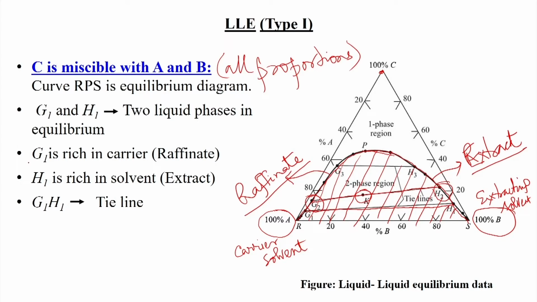So, G1 and G2 are both rich in the raffinate, and H1 is rich in the extracting solvent. H1, H2, H3 are all extract, and G1 H1, G2 H2, G3 H3 are all tie lines. And then there is one common point, P, which is the plait point. We will be discussing that in detail.